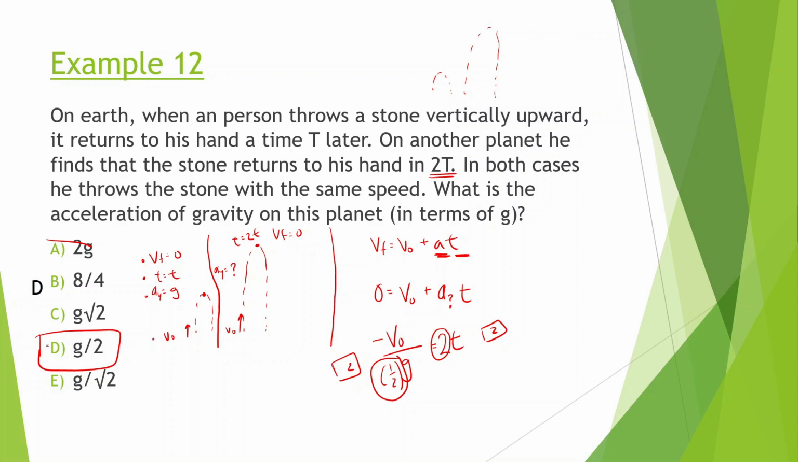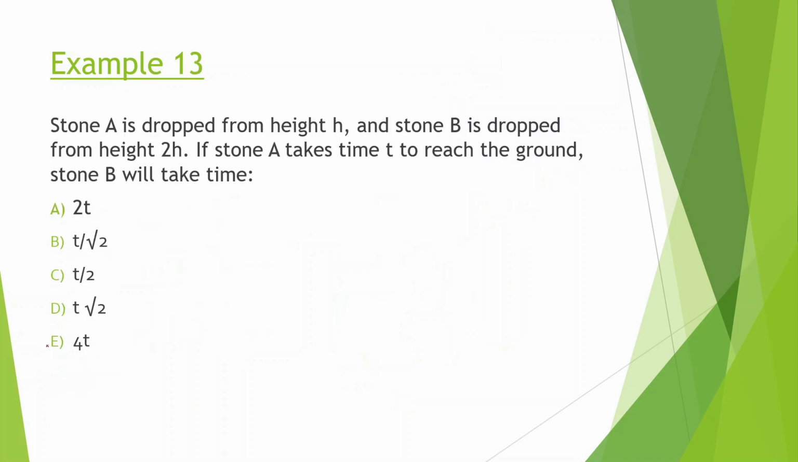There are a lot of questions like this in AP Physics. So let's look at this one. Stone A is dropped from a height h, and stone B is dropped from a height 2h. If stone A takes time t to reach the ground, stone B will take blank. Okay, so let's look at this. A is dropped, and it falls a height of h, and we know it falls at a time t.